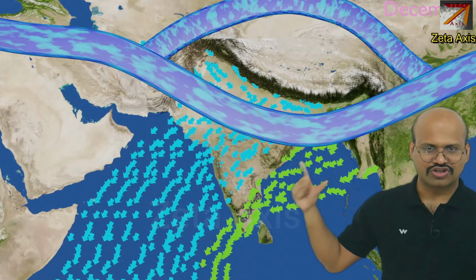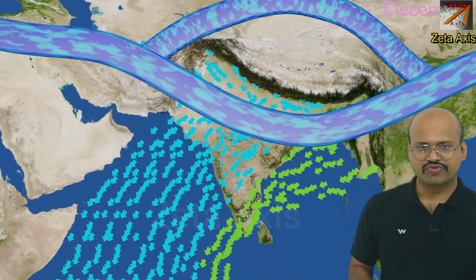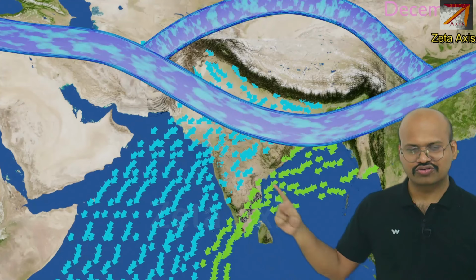Now this part of the retreating monsoon, or the northeastern monsoon, flows over the Bay of Bengal, and during its movement it will capture moisture and give rainfall to this region. We have already discussed this in the earlier part of our video. So that is why in the retreating monsoon also we get rainfall in this southern peninsular region.